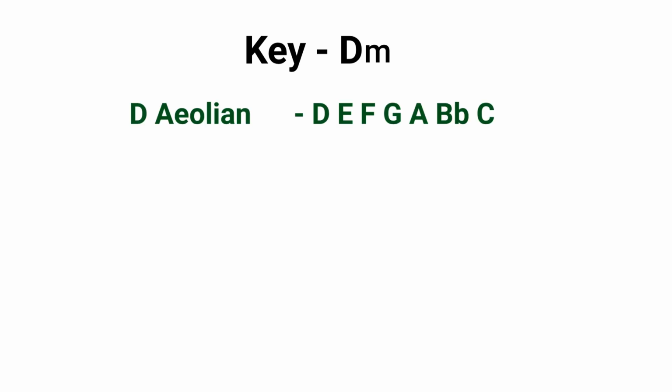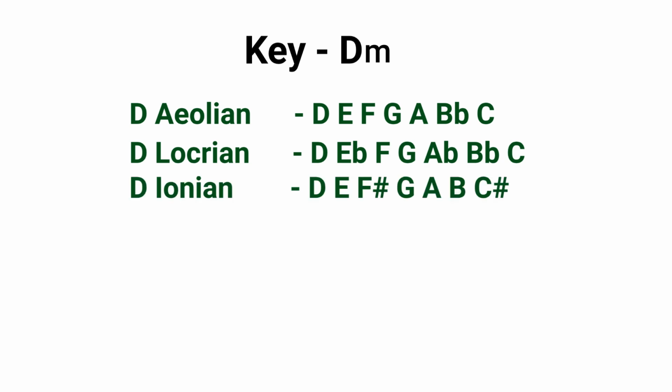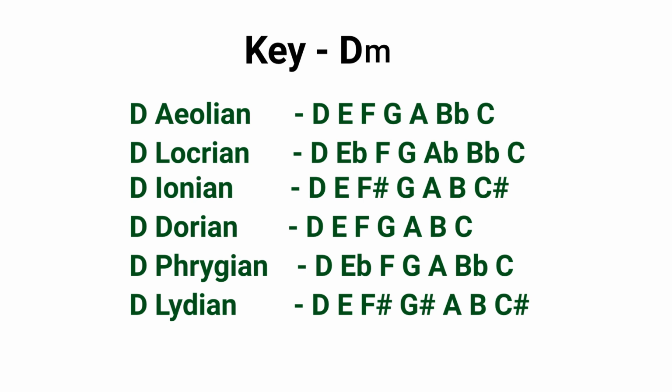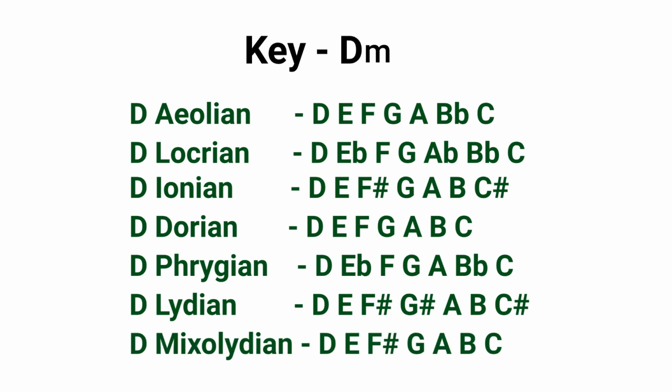In the D minor key, you have to select the mode in which you want to make music. So in a D minor key, the first mode is Aeolian, second is Locrian, third is Ionian, fourth is Dorian, fifth is Phrygian, sixth is Lydian, and seventh is Mixolydian. Did you notice one thing over here? I am not writing D minor Aeolian mode, D minor Locrian mode, D minor Ionian mode, etc. Do you know why?